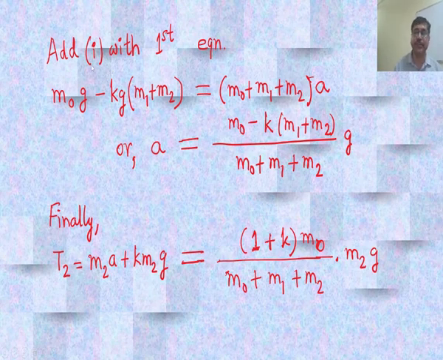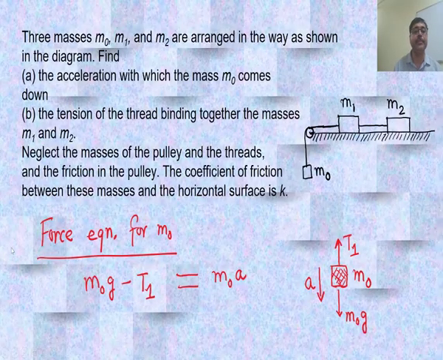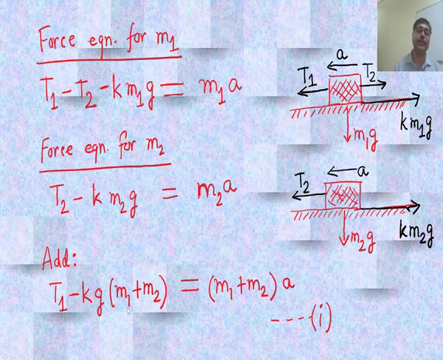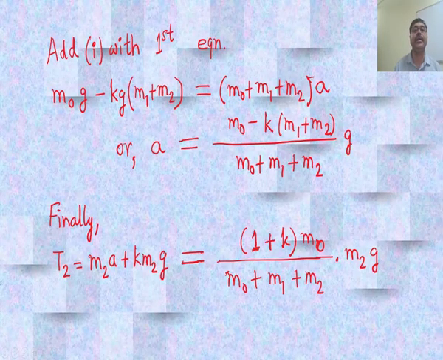What was the first equation? Just to remind you, this was the first equation I had, M0g minus T1 is equal to M0a. On the other equation, you have T1 minus Kg into (M1 plus M2) is equal to (M1 plus M2) into a. So in these two equations, you have T1 with a negative sign and a positive sign. So if I add these two equations, you will eliminate T1 and you will have M0g minus Kg into (M1 plus M2) is equal to (M0 plus M1 plus M2) into a. So you can easily calculate a in terms of the given elements M0, M1, M2, k and the gravitational acceleration g.